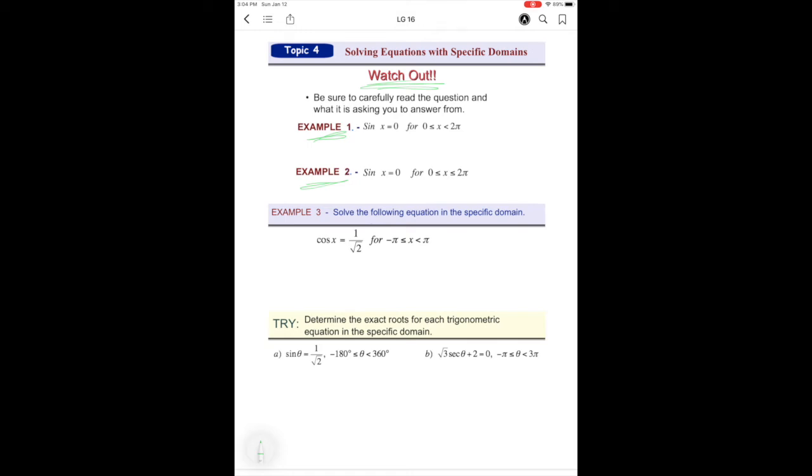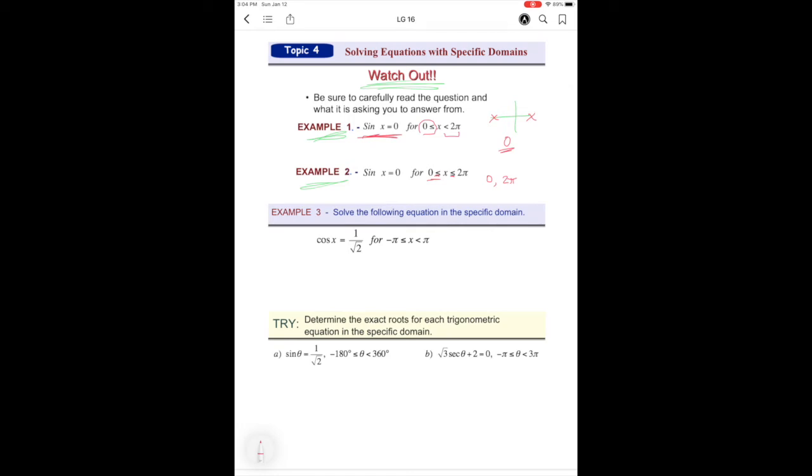So we have a sine 0. Remember, sine 0 is here and here. Now, if I'm looking at this first example, we are including 0 and not including 2 pi. So the answer to this is just 0. That's it. No other answer. But example 2, it's including 0, see the line on the bottom, and it's including 2 pi. So it's 0 and it's 2 pi. So remember, it comes back to there.